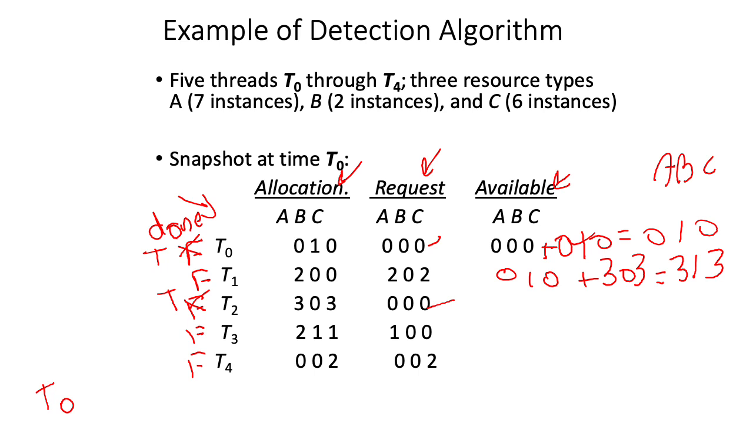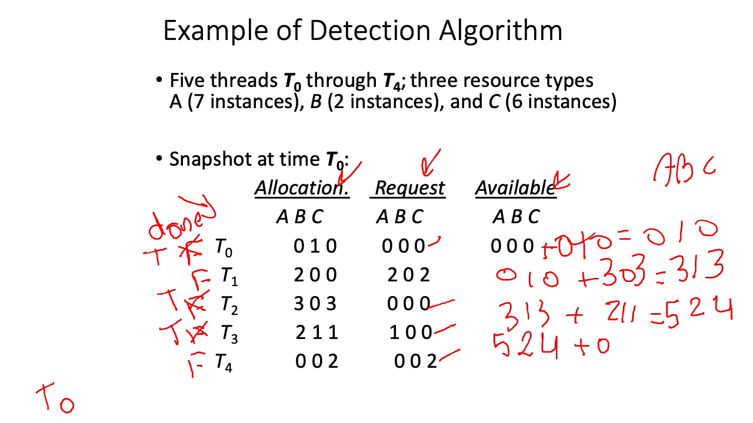Can we do T3? Yes, we can. And so it's 3, 1, 3 plus 2, 1, 1. And this is equal to 5, 2, 4. And we set the T3 state to true. Can we do T4? Yes. And this will give us a total of 5, 2, 4 plus 0, 0, 2, which is 5, 2, 6, and T4 is set to true.